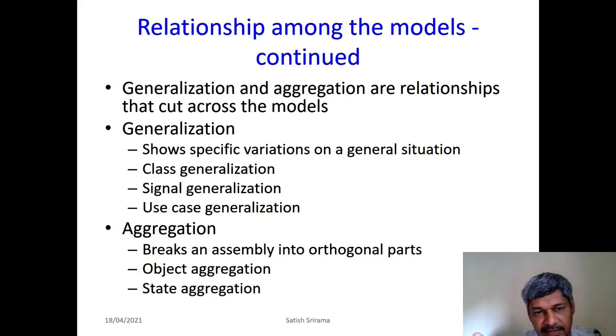Again, the aggregation relationship we have also seen across different models. These break an assembly into orthogonal parts. We have seen how a car may be constituted of multiple parts, for example an engine and different parts. That is object aggregation. We have also seen composition as well, but in general we have seen object aggregation, so how an assembly is constituted with multiple parts.